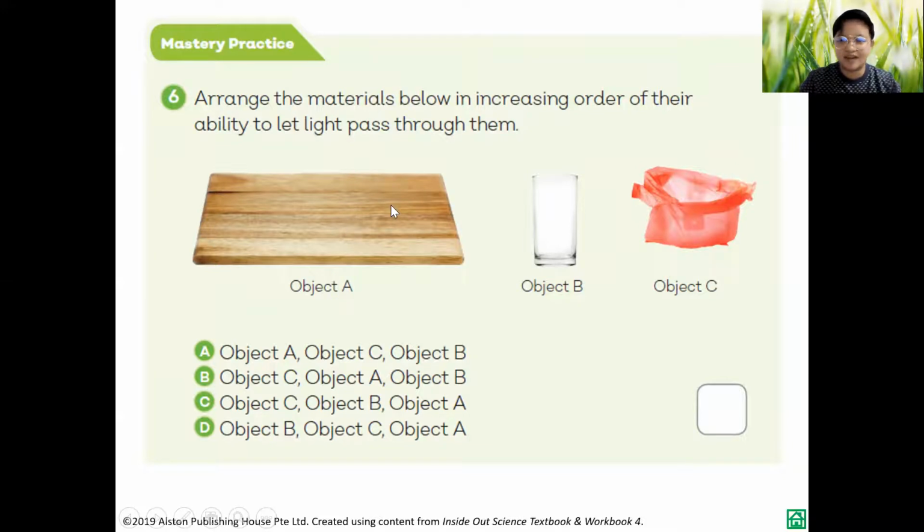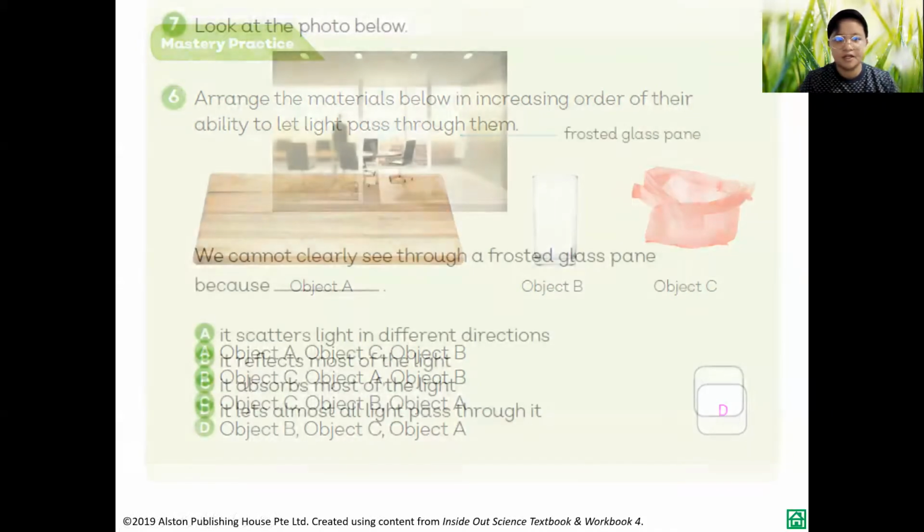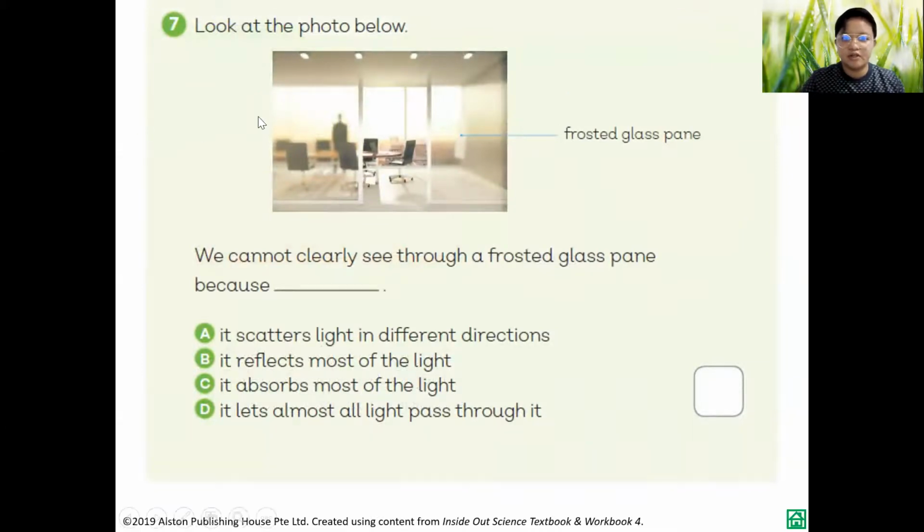Yes, that's a correct answer. The light will only be absorbed in this object. So the answer is letter D, from B, C, and A. Object B, object C, and object A. Number 7, look at the photo below. There is an arrow. This is the frosted glass pane.